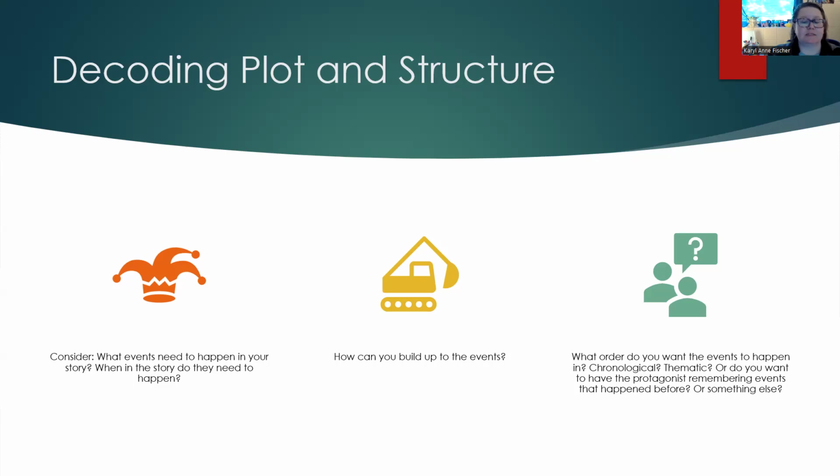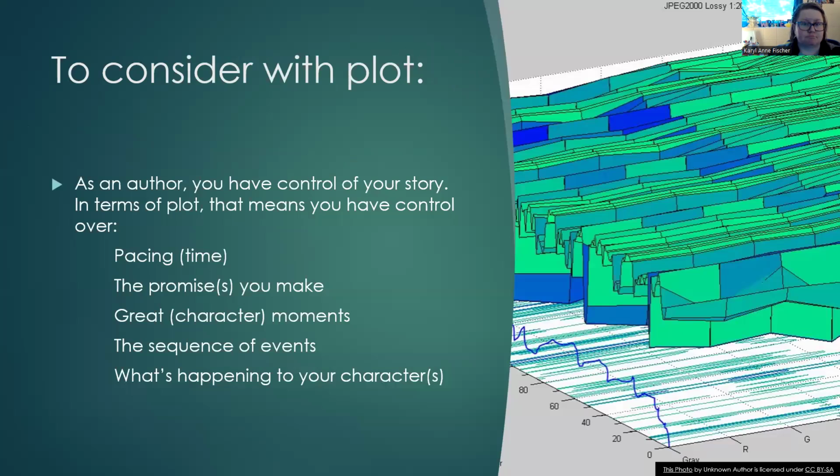So plot is the events, structure is how you put them together. With plot, you want to consider this idea that you have control over all elements of your story. You consider pacing: how fast or how slowly does the character go from event to event? What promises do you make to your reader, and how do you make sure you meet those promises? If I open with the character saying, I wonder what this means, then I'm setting a promise to my reader that by the end of the story, that character's going to find out what it means.